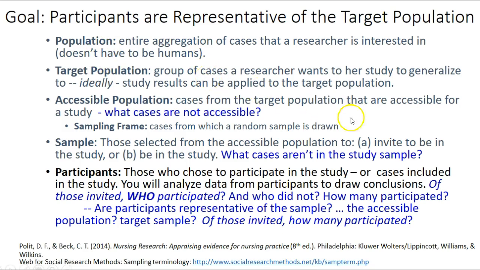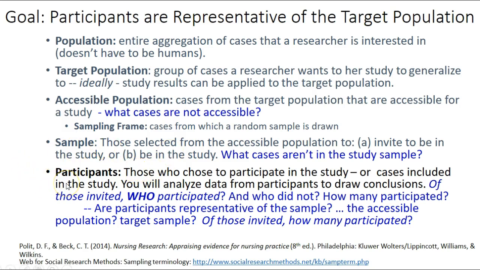And then you also need to think about those cases that aren't in this study sample. Anyone who isn't accessible can't be in your sample. They can't be in that group of people that you're inviting to be in the study, or be in the study if you're using secondary data. So this has important implications for that sample that you'll be inviting.